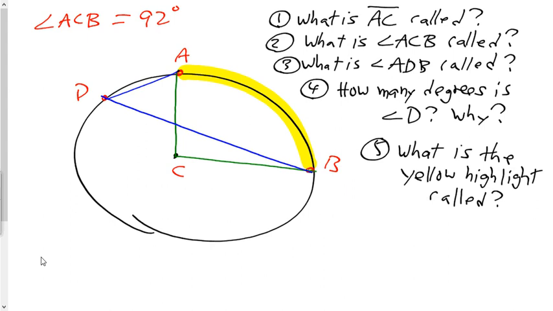Okay, it's Tuesday, May 17th. May 17th? May 16th. And we have 5 warm-up questions from section 10.1 on circle geometry.